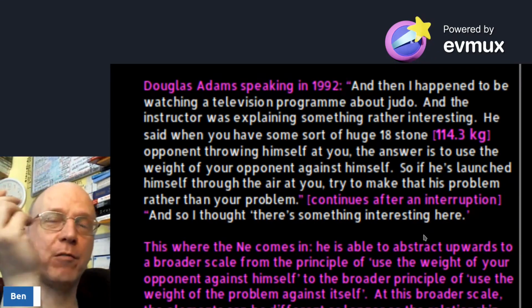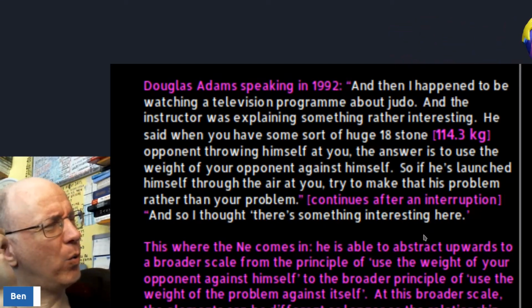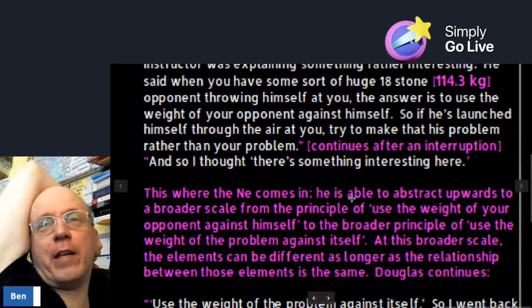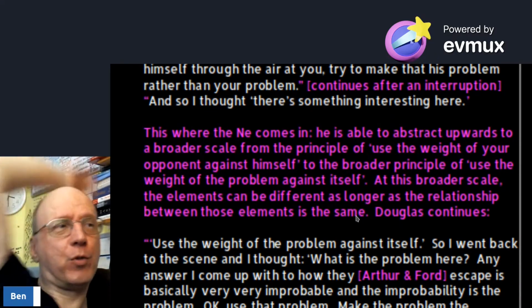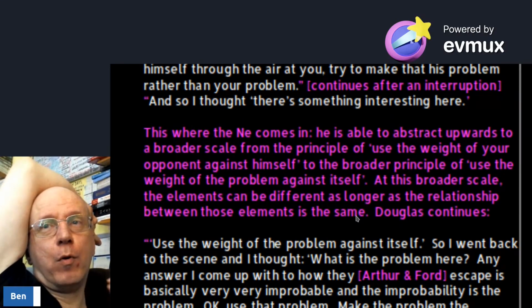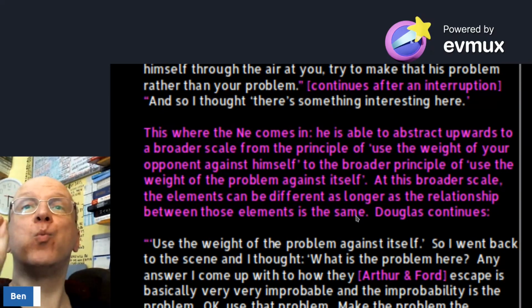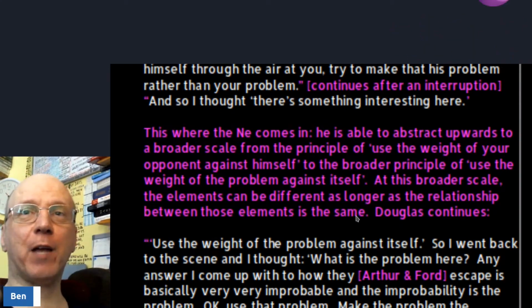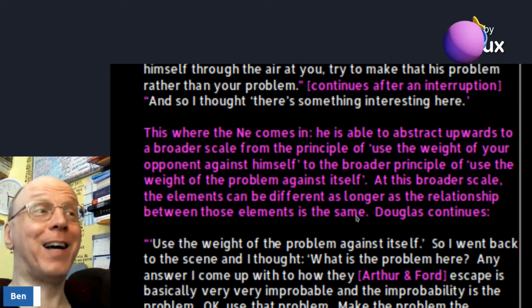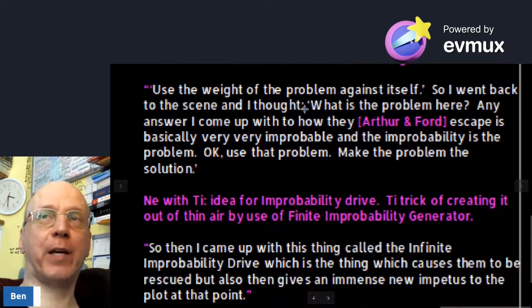So this is where his intuition works. He was like, ooh, use the weight of your opponent against himself. And then this is where the NE comes in. He is able to abstract upwards to a broader scale. So in NLP terms, chunk up to the principle of use the weight of your opponent against himself. Specific to the general: use the weight of the problem against itself. At this broader scale, the elements can be different as long as the relationship between those elements is the same. Douglas continues, use the weight of the problem against itself.